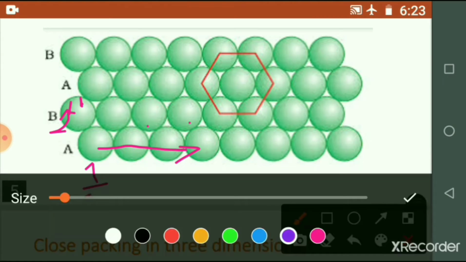Again we are going to place the third layer. Third layer spheres are placed in the depressions of the second layer spheres. Now we are going to place the fourth layer. Fourth layer spheres are again placed in the depressions of the third layer. In this way we place a number of spheres one over the other. In this case, we observe the position of the spheres.